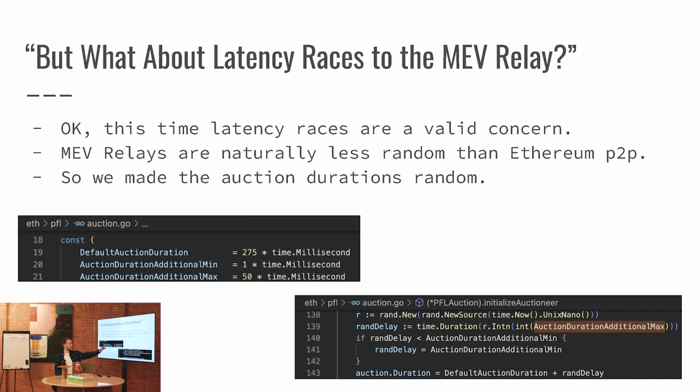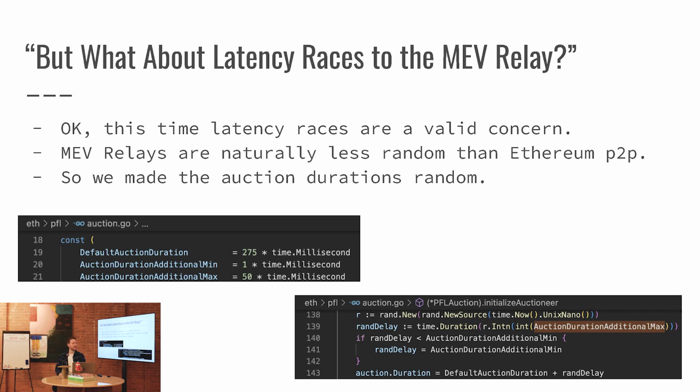On Polygon for PFL, the way that our auctions work is they're by default 275 milliseconds long. It's very short, but Polygon searchers are used to being pretty fast, so that's fairly okay over here. We have a random modifier though. We increase the auction duration anywhere from 1 to 50 milliseconds, and it's just random on the fly.